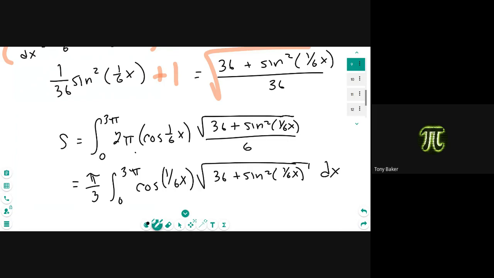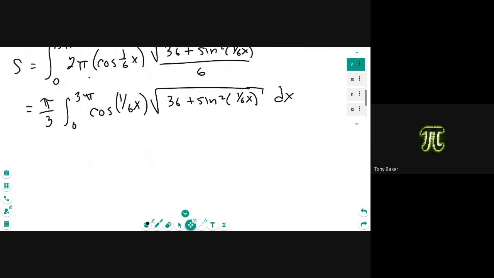All right. What's your substitution? 36 plus sine squared 1/6 x. So I'm using what for my u? 36 plus sine squared 1/6. Okay. That's right, and it's working out kind of nice. So du is what? 1/6 cosine 1/6 x. That would be incorrect. Or is it? Oh, it's 6, isn't it? Nope. Well, it was working out real nice this way.